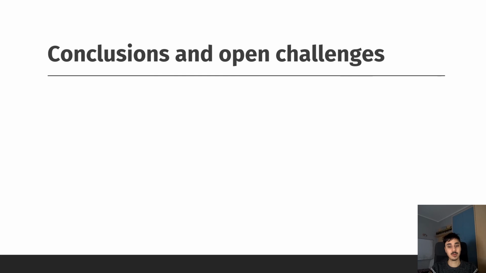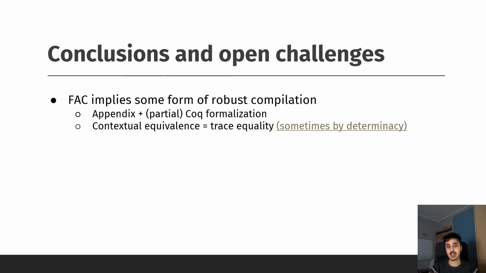To sum up, we have shown that fully abstract compilation implies some form of robust compilation parameterized by a mapping of hyperproperties called tau tilde. For more details, you can have a look at the appendix of the abstract that was also partially formalized in Coq. In some very particular cases, our choice that contextual equivalence is equal to trace equality follows from determinacy. Our next step is to generalize this result to other notions of contextual equivalence.